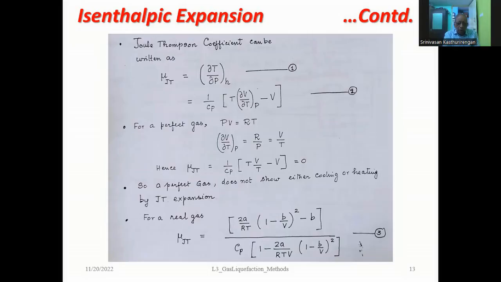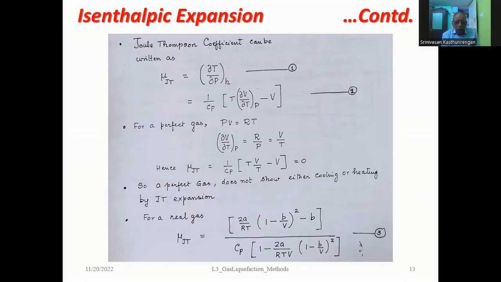If someone is interested to arrive at this mu JT, you can arrive at this from the following. Suppose there are three variables, let's say T, P, and H. Then you get an expression as dou T by dou P at constant H into dou P by dou H at constant T into dou H by dou T at constant P equal to -1. So that will be the starting point. From there, you can arrive at these expressions. Okay, I'm not going to work out these things here, but if someone is interested, it can be easily obtained.